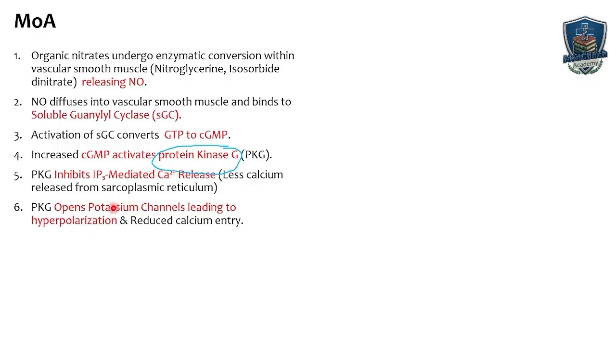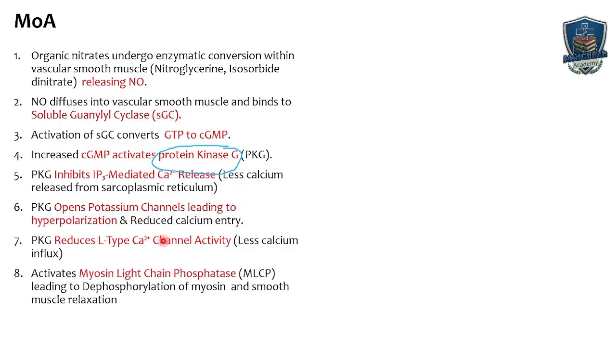And remember, if you open potassium channel, there will be potassium efflux. Potassium will leave the vascular smooth muscle cell. And when potassium leaves, there will be hyperpolarization. Hyperpolarization will lead to a closure of the L-type channel. Yeah, the L-type calcium channel will be closed. So it will reduce the calcium entry via these channels.